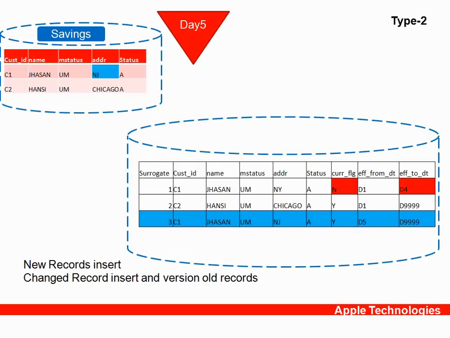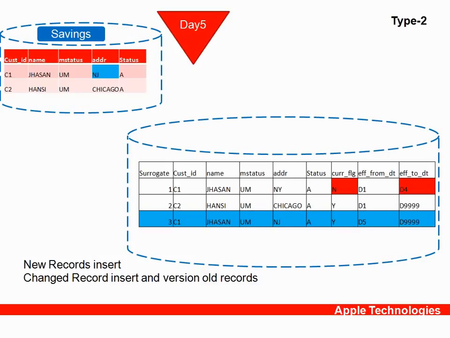So primary key solved. Then if somebody comes and asks, can you please tell me all the customers' latest address, latest information, I can go and write a query: select star from this table where current flag equal to Y. If I write the query with current flag equal to Y, it will give you all the latest information only.